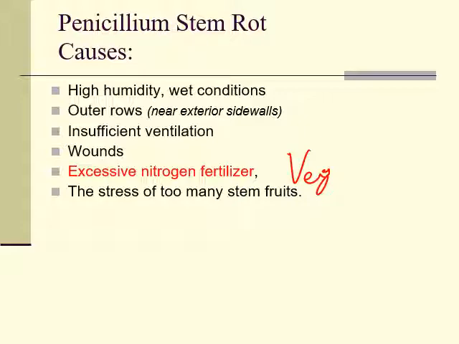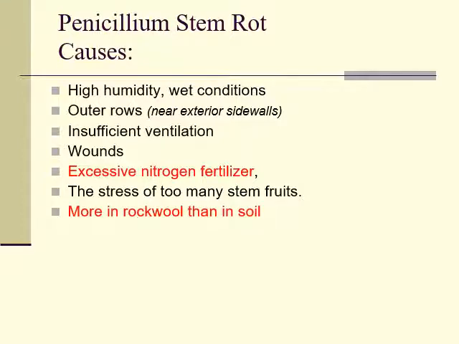If you have too many fruit on the plant, it's kind of similar to this problem, right? You're essentially stressing the plant out, and it can't defend itself from the fungal infections because it's got these fruits that are parasitic on the nutrients. Penicillium is one that is more common in rock wool as opposed to soil, which is usually the other way around, but this is one we see, probably because rock wool is quite wet.